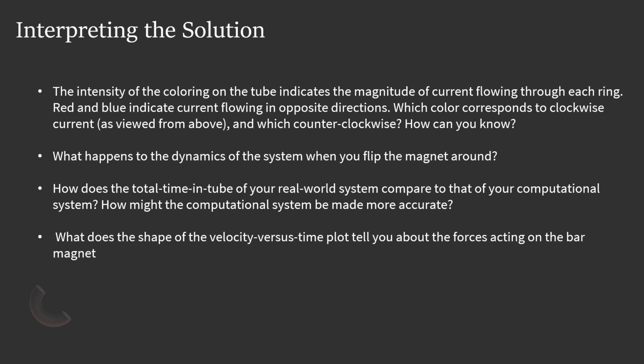And to answer the last question, the shape of the velocity versus time plot tells us that at the beginning, the gravitational force and the magnetic force are unbalanced as the velocity either increases or decreases. Then, as time passes, the forces become balanced and the velocity remains constant, and towards the end, the forces become unbalanced again as the gravitational force becomes larger than the magnetic force.